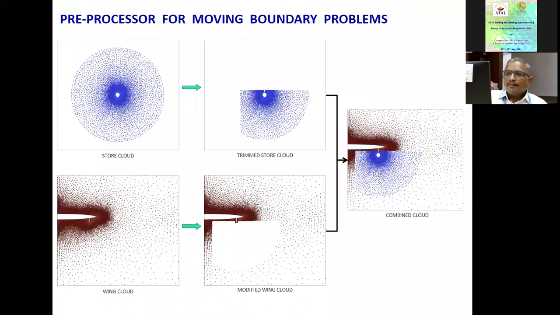So same thing, you can see a representative thing here. This is the actual cloud over a wing, a section of the wing you can see. This is a cloud separately generated around a body which would be attached under the wing here. So what we do, we generate one cloud separately here, trim this suitably, create a suitable hole in the main cloud, fill this hole with this trimmed store cloud, and you get a combined cloud like this.